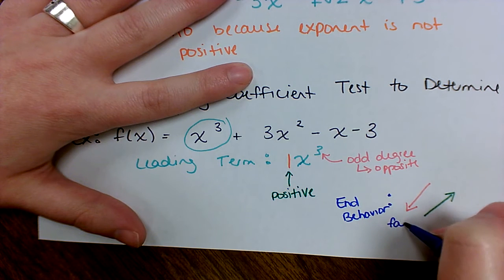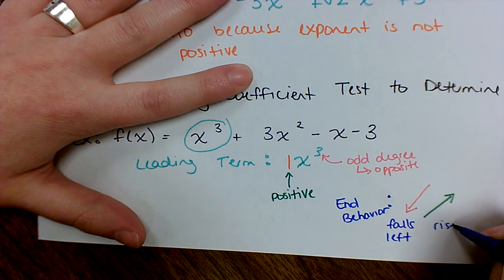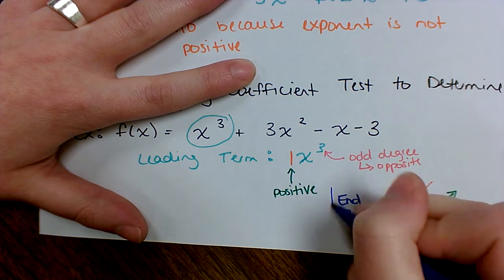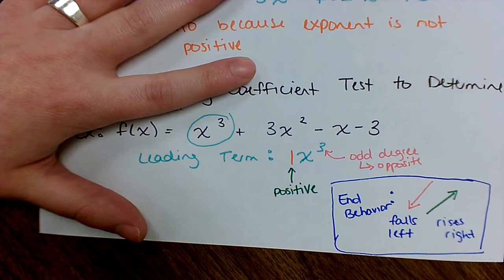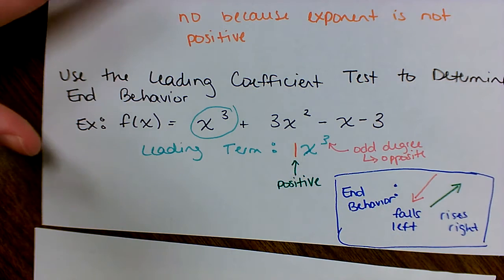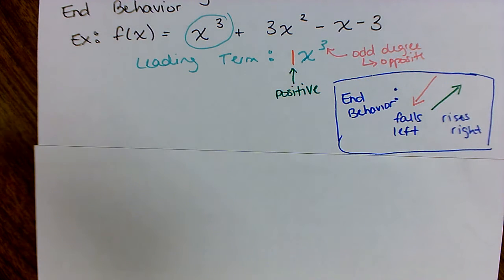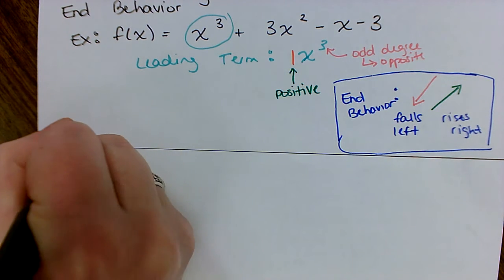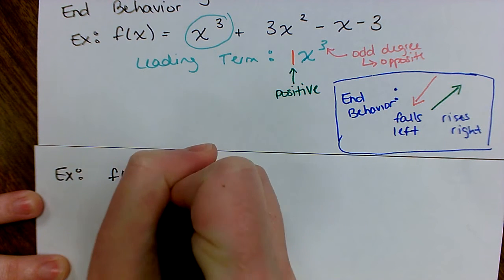It would be falls to the left and rises to the right. And that's all you do to find the end behavior. Let's do another example of this. This one's going to look a little bit different, but I want to confront it with you, then leave you alone to do it.